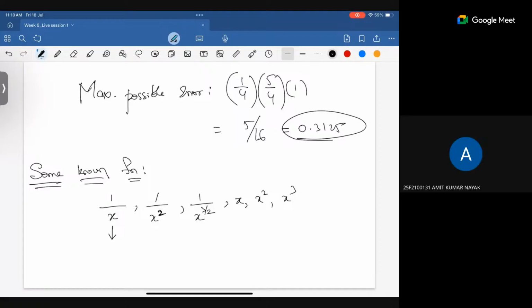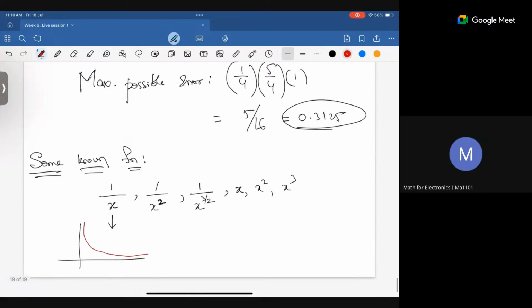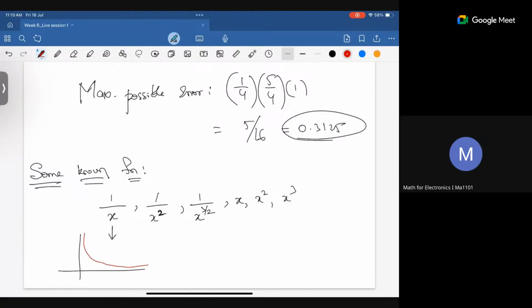As it tends to infinity, it will become 0. Right, so this is a very standard curve, which we all know. It will be like this, right? So once you know your f double prime of x, or this error term has this kind of expression, 1 by x, we know that the leftmost point of the interval will attain the maximum value.